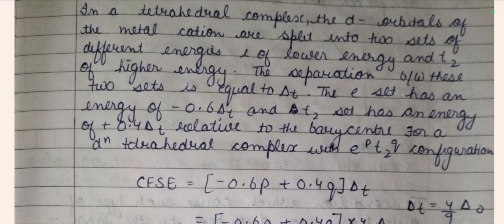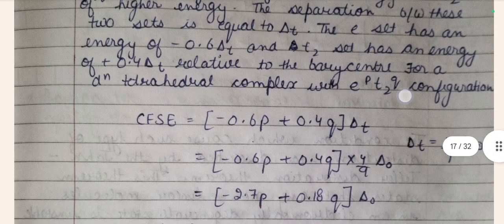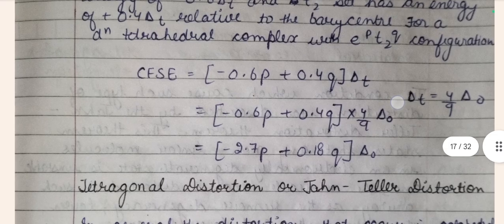For a dn tetrahedral complex with E having p electrons and T2 having q electrons, in the configuration e^p t2^q, the CFSE is equal to (−0.6p + 0.4q) ΔT, and (−0.6p + 0.4q) multiplied by 4/9 of Δ0 is equal to (−0.27p + 0.18q) Δ0.